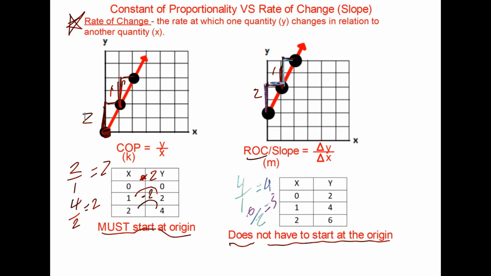ROC is rate of change. And now I can tell you what this triangle means. This triangle means the change. Triangle means change.